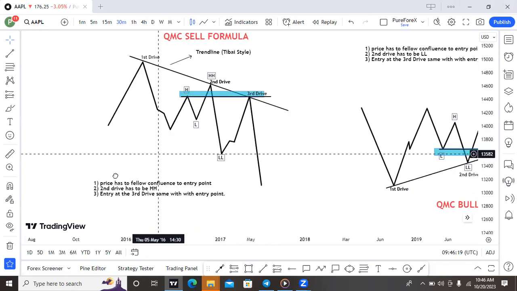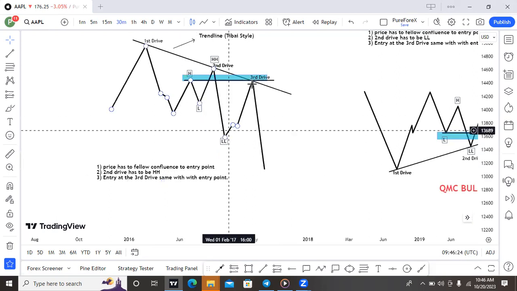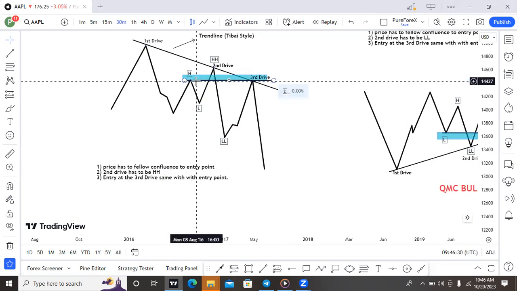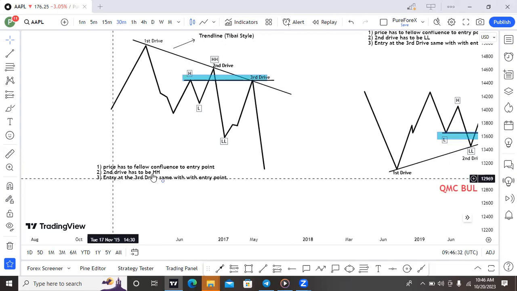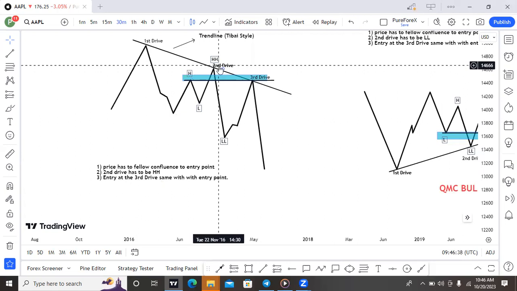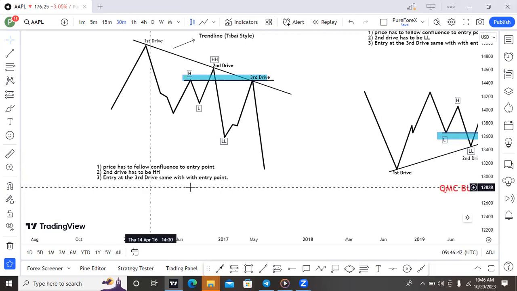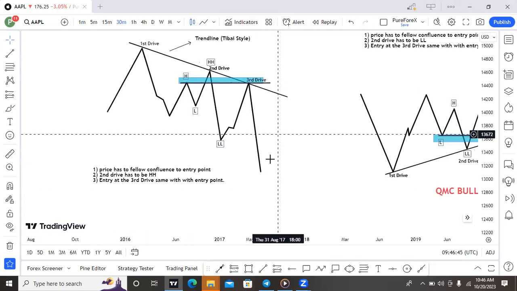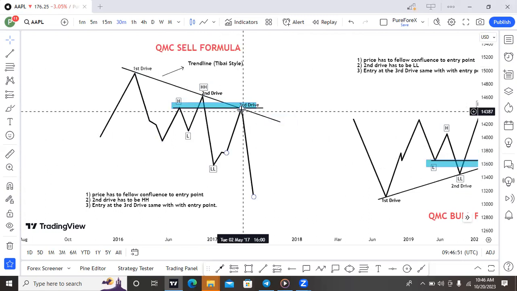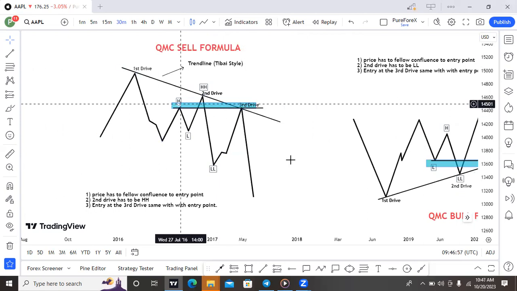Let's look at it. We say price has to follow the confluence to the entry point, right? Price has to react from the third touch of the trend line, also aligned with the left shoulder of the QMC. So the second drive has to be the higher high. The head of the QMC has to be at the second drive of the trend line. We enter at the third drive, just like I've explained. When this happens, we expect price to come back to form the right shoulder, and this right shoulder is going to happen at the third touch of the trend line, also aligned with the left shoulder of the QMC, guys.